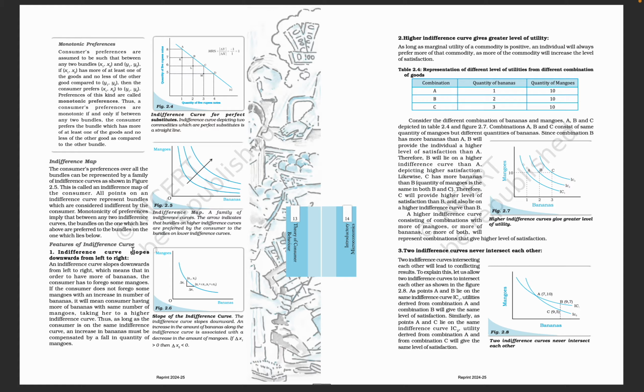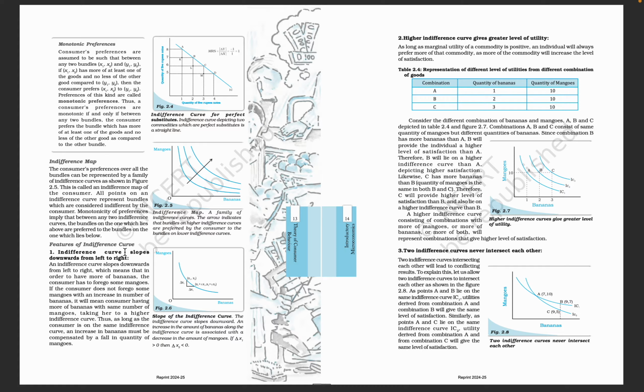Likewise, C has more bananas than B. The quantity of mangoes is the same in B and C. Therefore, C will provide a higher level of satisfaction than B, and also lie on a higher indifference curve than B. A higher indifference curve, consisting of combinations with more mangoes or more bananas or more of both, will represent combinations that give a higher level of satisfaction.